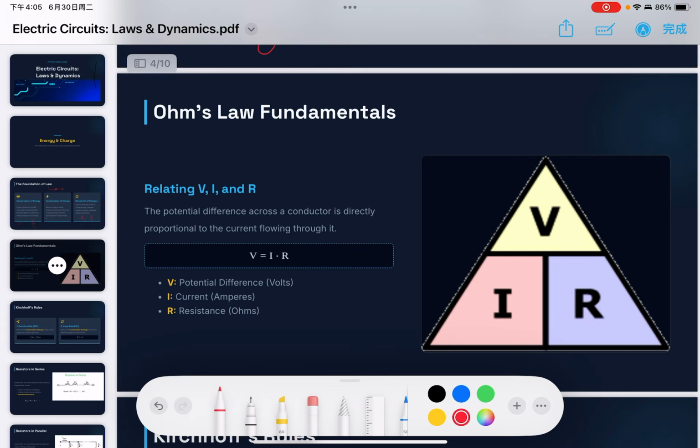So in this fundamental, V is the volts, the potential difference, I is the current, and R is the resistance in a circuit. Ohm's law connects all of these together by saying that V equals IR. This is one of the most fundamental formulas inside this unit.